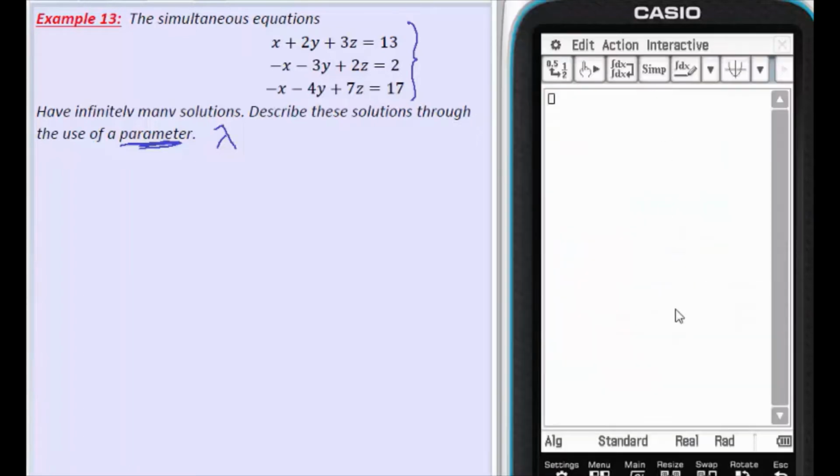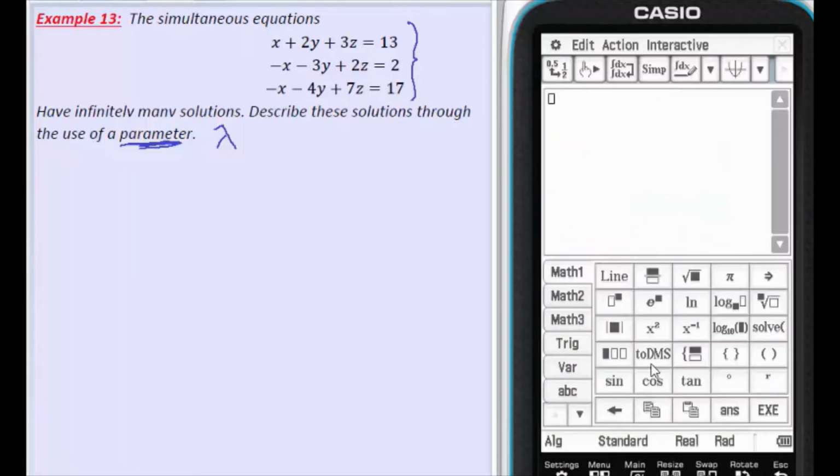We hit main, and then we go to the keyboard, and in the keyboard you will see this curly bracket with a black square and a white square. If we hit that once, we set the calculator up to do two simultaneous equations. If we have three, we hit it one more time, and there's the third one. Then we'll enter the equations, and we need to remember to use the x and the y and the z that are on the keypad of the calculator.